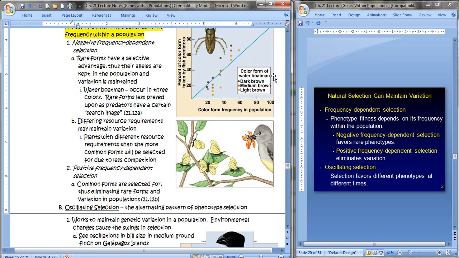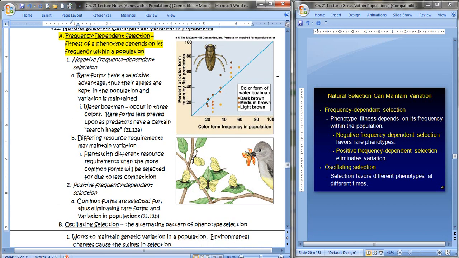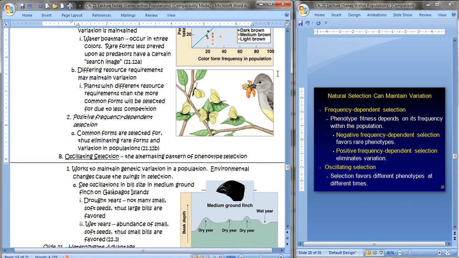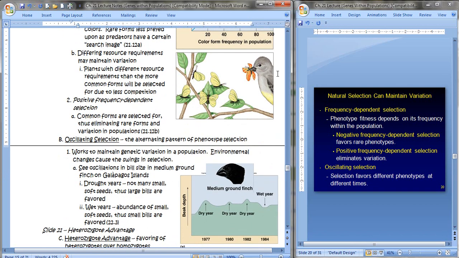A second example of negative frequency-dependent selection is having different resource requirements that may maintain variation as well. Plants with different resource requirements than the more common forms will actually be selected for because they don't experience as much competition. The next type of frequency-dependent selection is positive frequency-dependent selection.